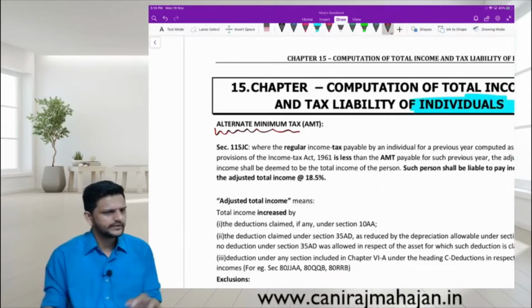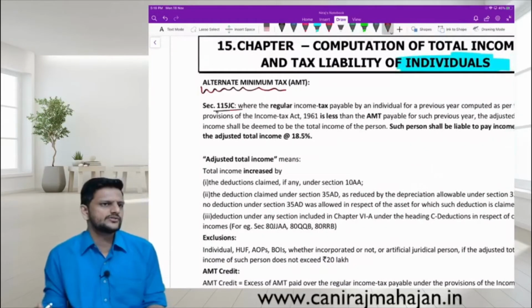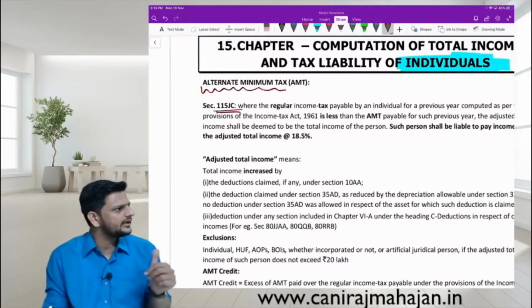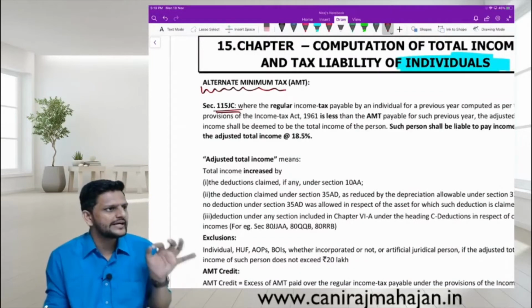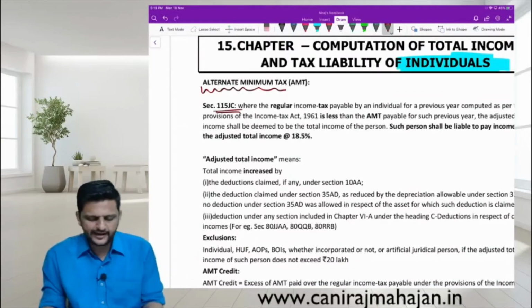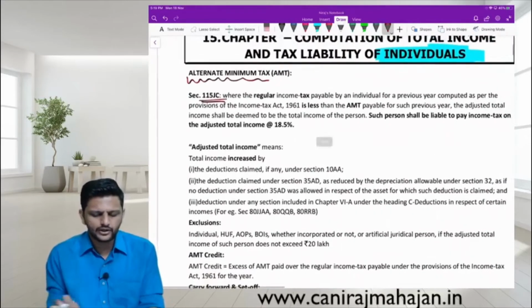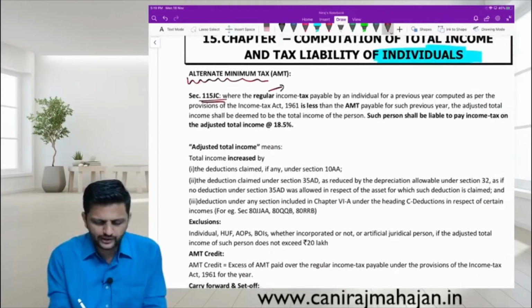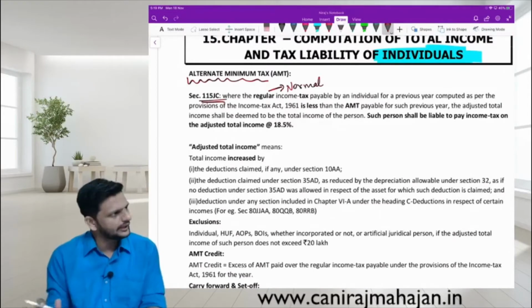Understood, Satya? Yes? That is given under section 115JC. 111, 111A, 112, remember or no? What are these? 115 tax rates. They are all special tax rates. Pay attention. Where the regular, normal, means whatever we used to do till now.